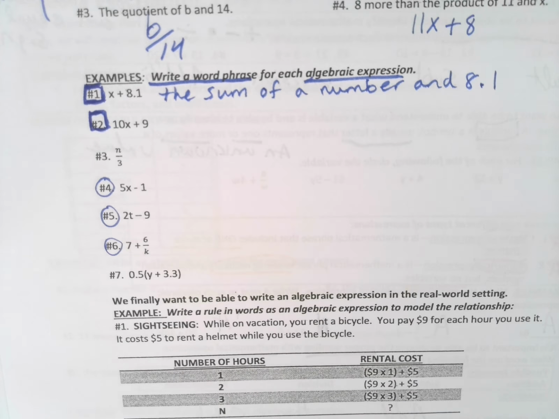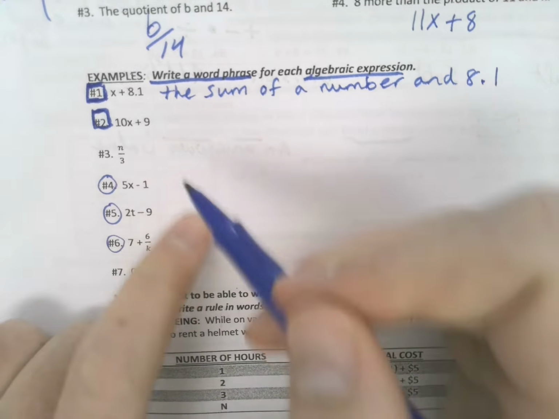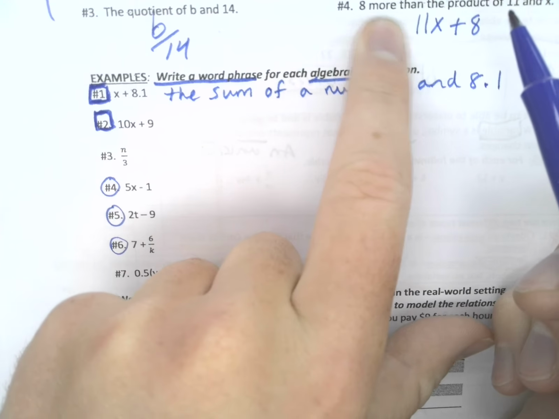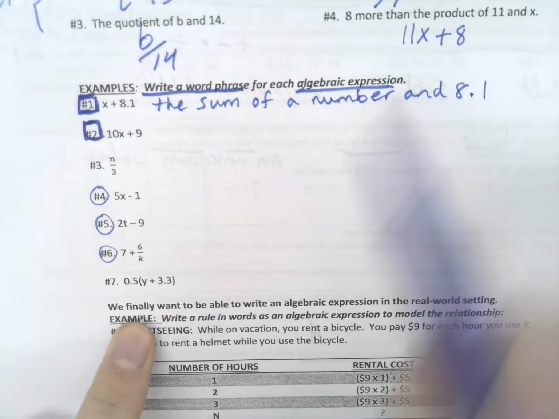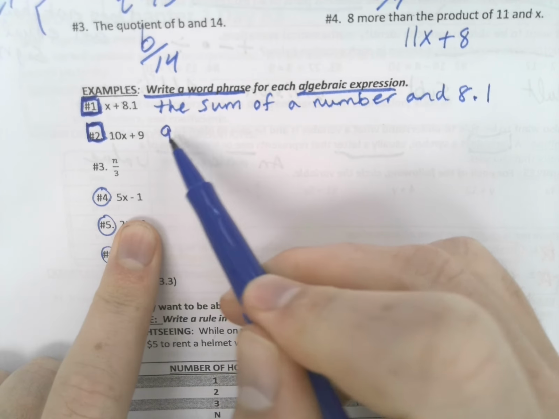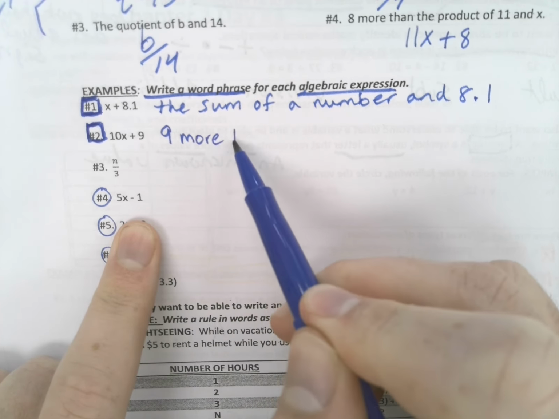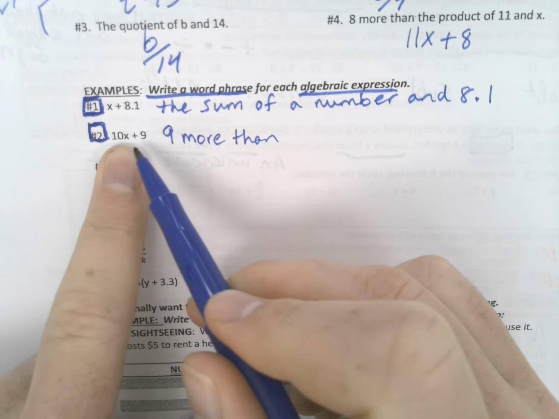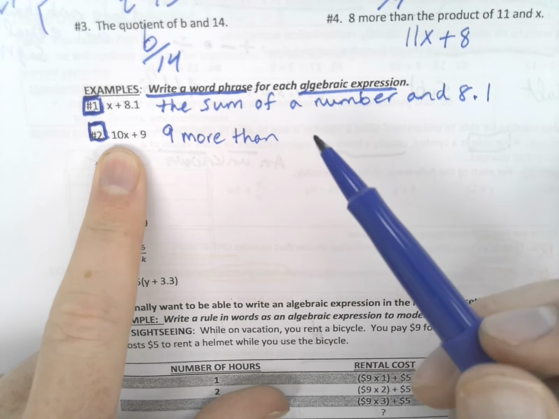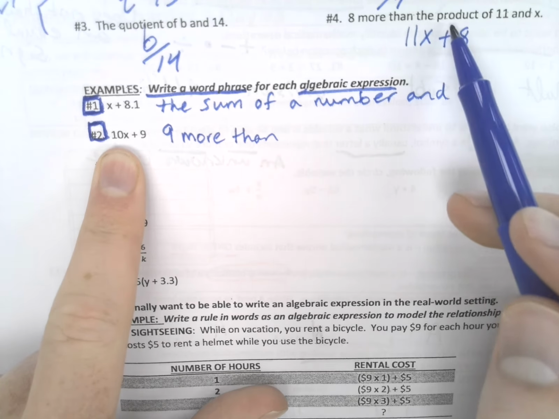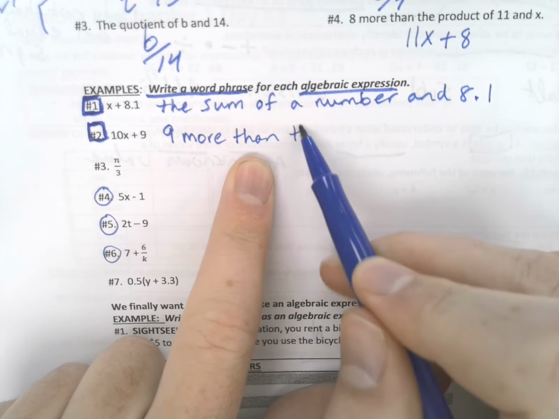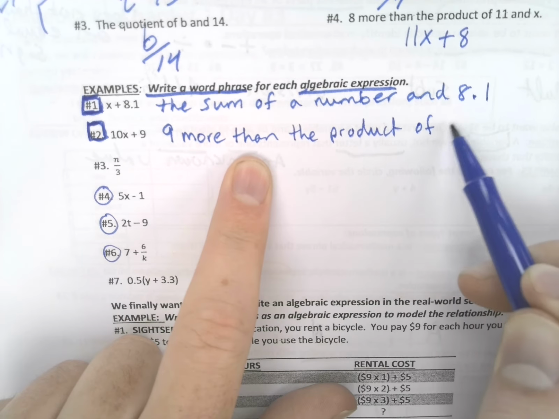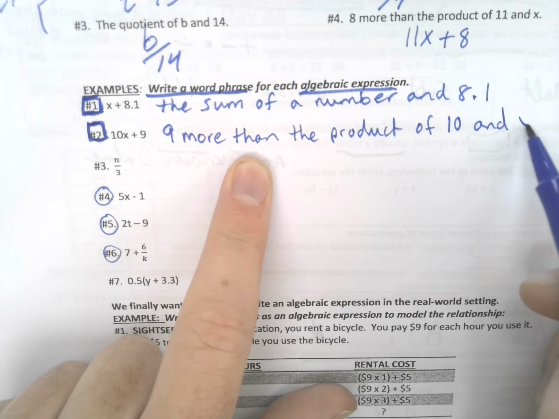How about number 2? We got a couple things going on here. If we're adding 9, then we know we are doing the good old-fashioned more than situation. So 9 more than, so we've added the 9. What was our original? Oh, 10 times x. Times means the product. So 9 more than the product of 10 and x.